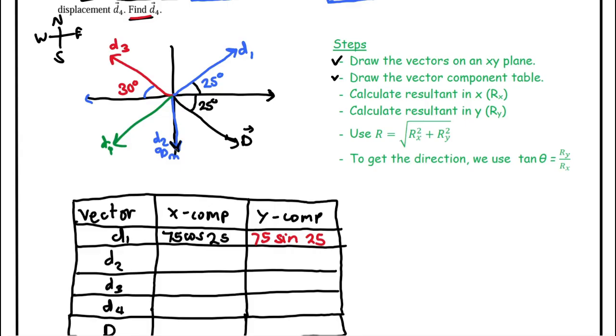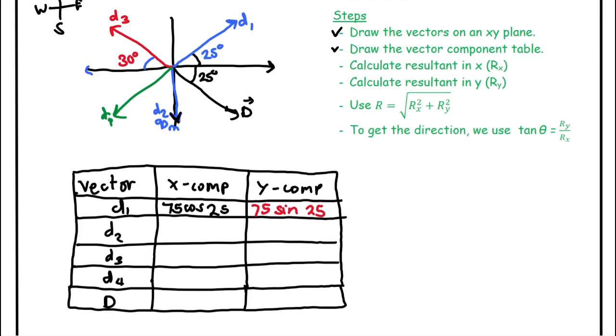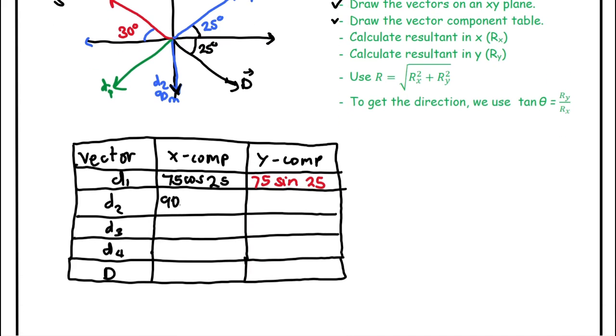Next we go to d2. d2 is south, so this is the same as 270 degrees. So from the positive x-axis, it starts from here, goes all the way up to there. That's 270 degrees. The magnitude of d2 was 90, so that's 90 cos 270. The y component is 90 sin 270.